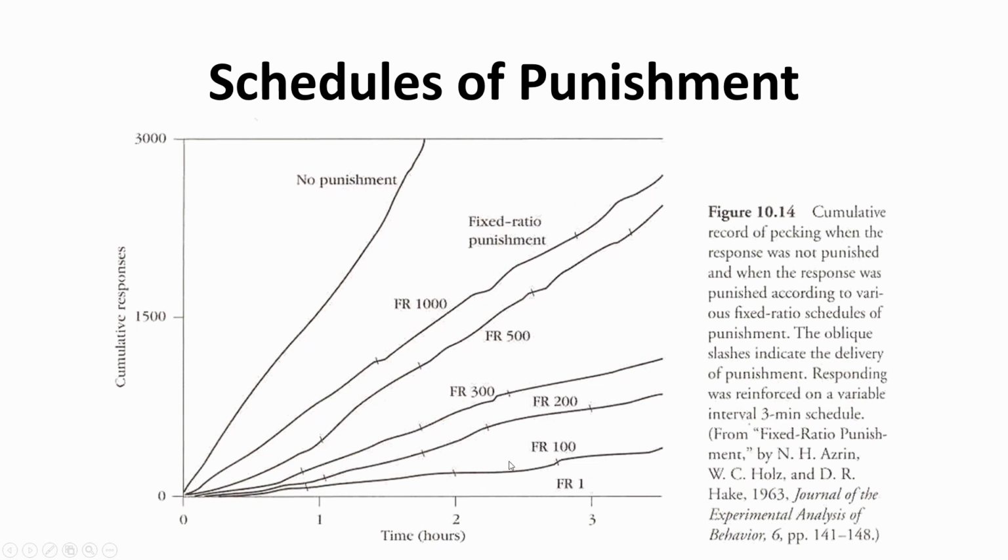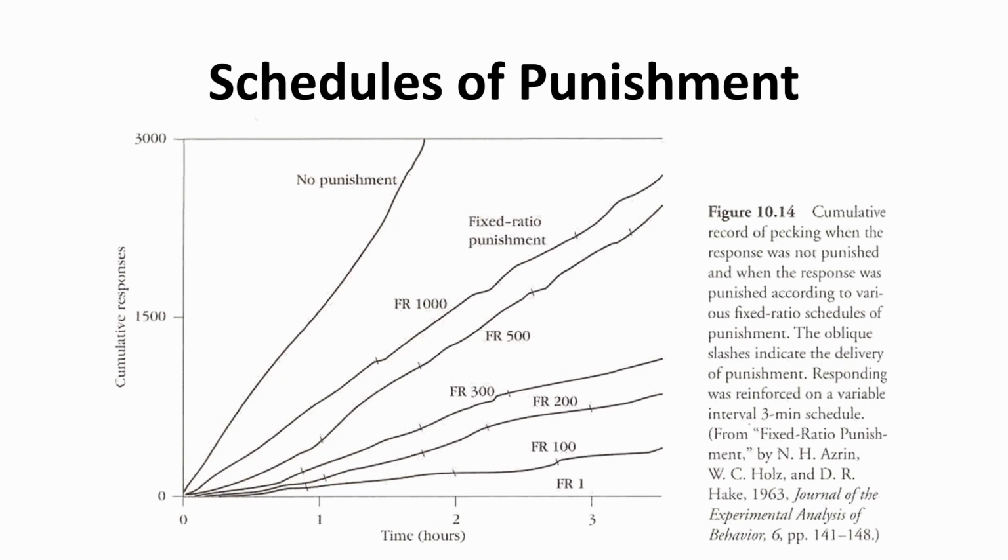So basically, if you are punished every single time you do that behavior, then you learn very quickly not to do the behavior. But if you're only punished every 500 or every 1,000 times you do that behavior, then there's a lot less connection between doing that behavior and receiving the punishment.